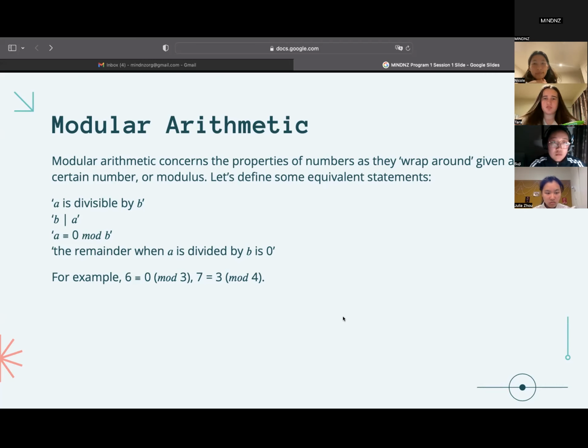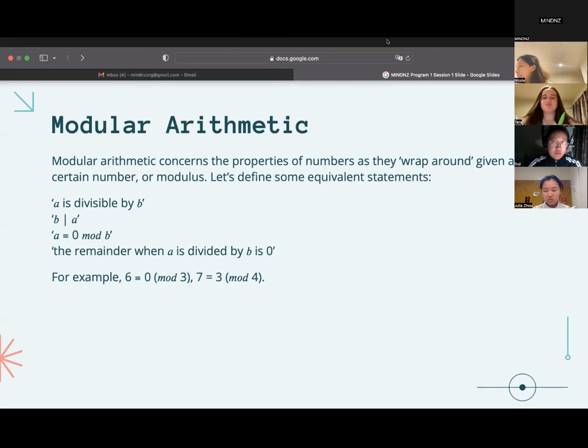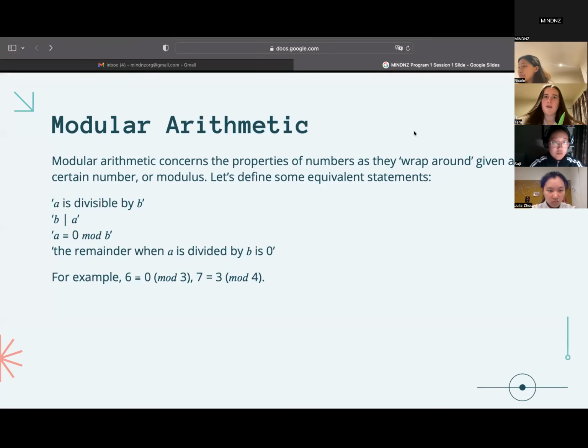When you say A is divisible by B, that's the same thing as the second line, where we have this notation B, then a vertical line, A. That just means that A is divisible by B. And of course it's equivalent to saying that the remainder when A is divided by B is 0. Does that make sense to everyone?